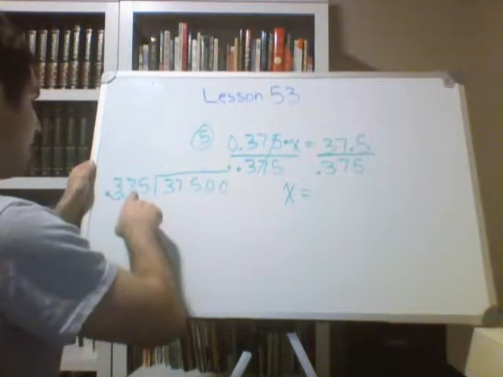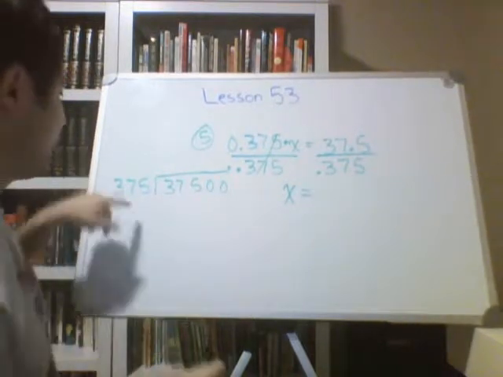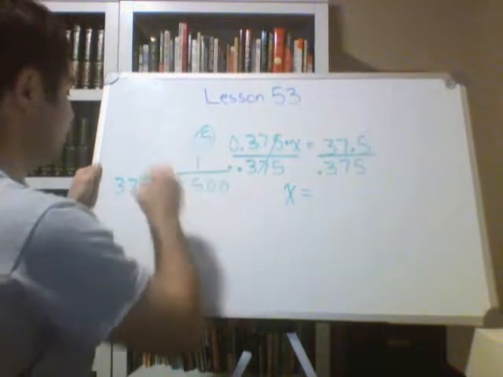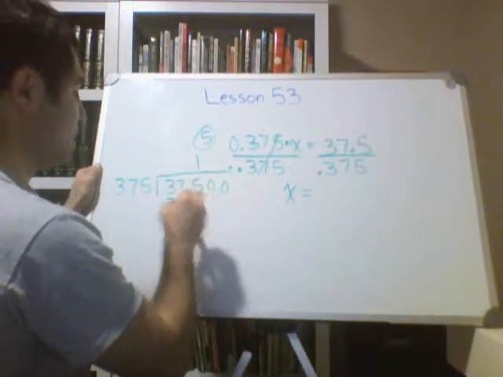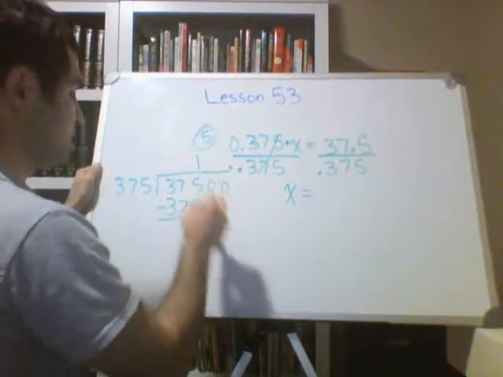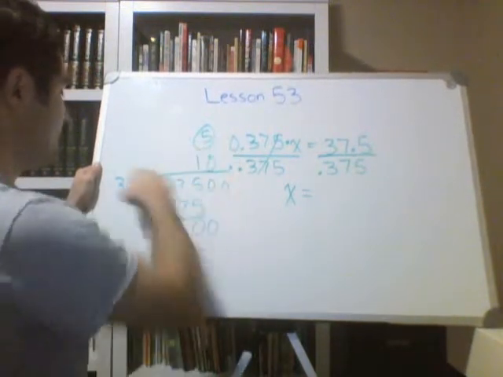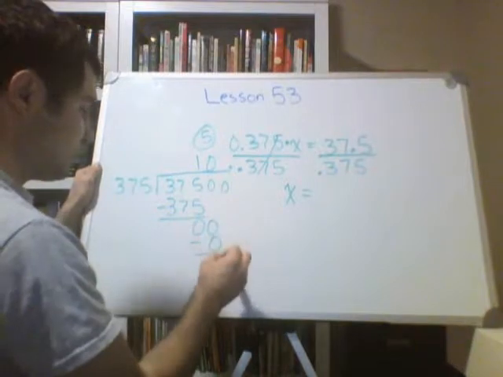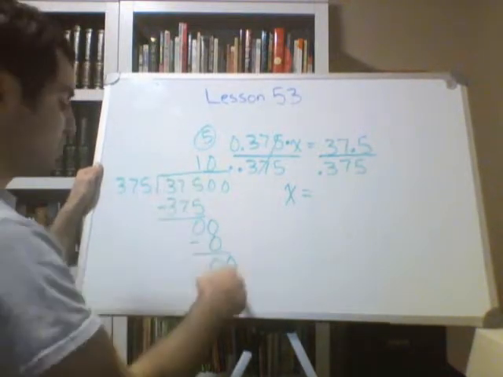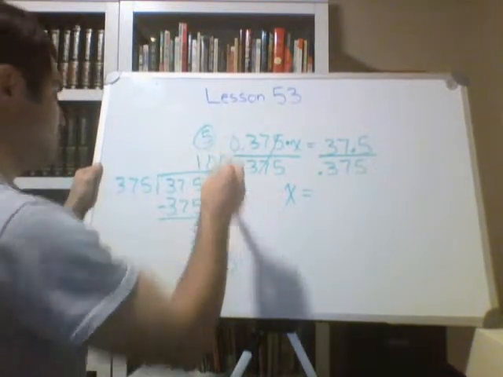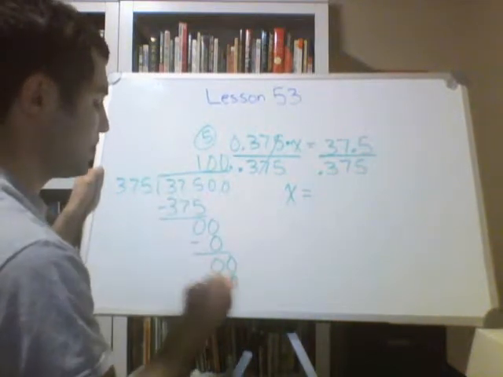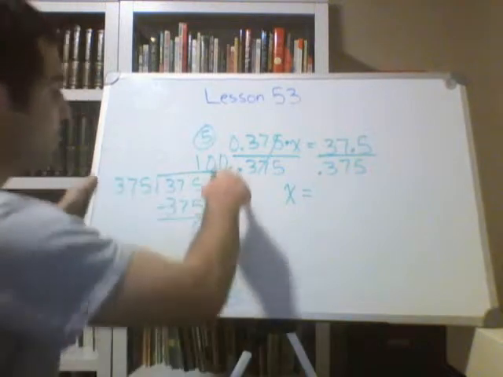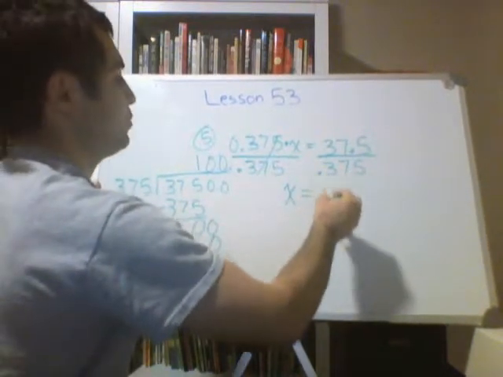So now we have, how many times will 375 go into 375? 1 time. 1 times 375 is 375. Subtract. All we have left is 0. Bring down a 0. How many times will that go into there? 0 times. Bring that down. How many times will that go into 0? 0 times. Add another 0. 0 times 375 is 0. Subtract. Remainder 0. So, hopefully this isn't too convoluted. Basically, our answer is x equals 100.